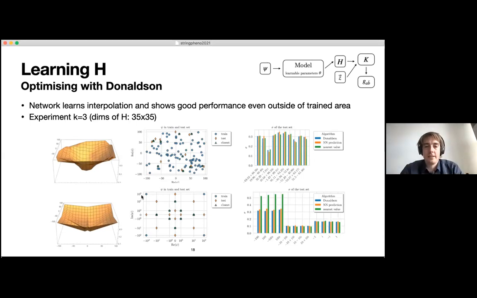So for instance, focus on this result down here. This is showing you how well our neural network is doing when we evaluate the sigma measure outside of the range where we've trained it. And this is completely beating, for instance, just using the nearest point of Donaldson's algorithm to evaluate the metric there.